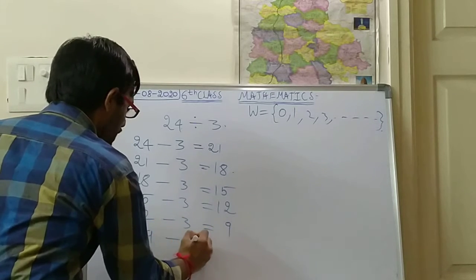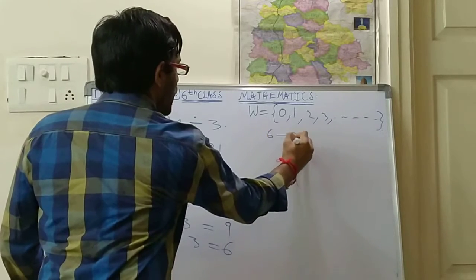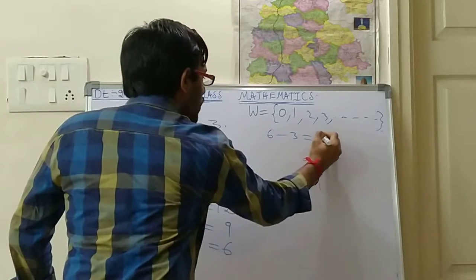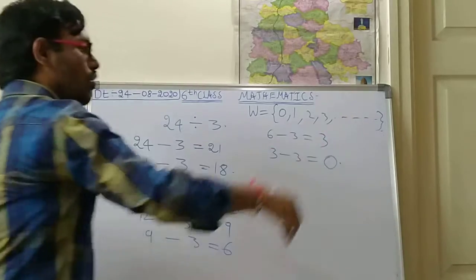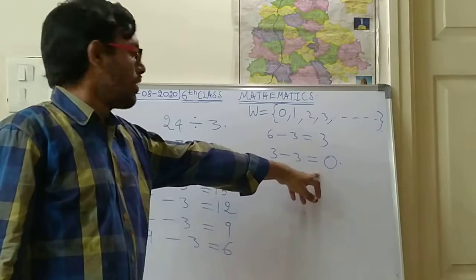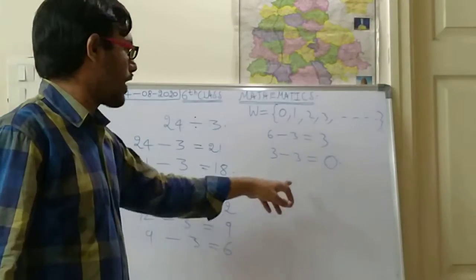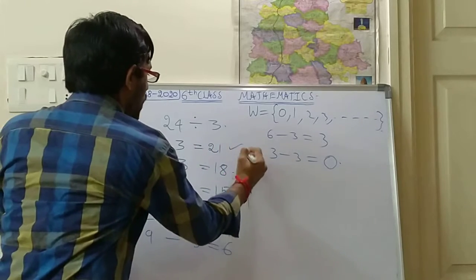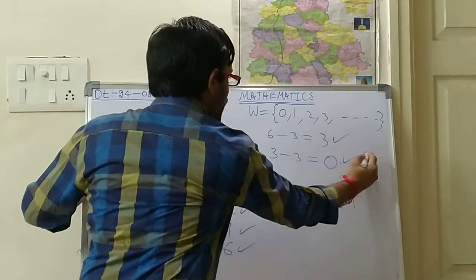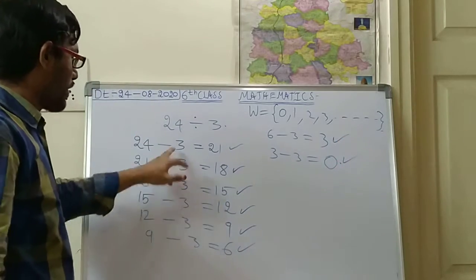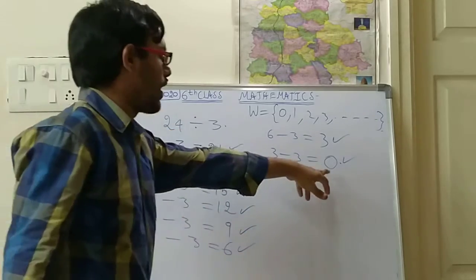Next, 9 minus 3 is 6. Next, 6 minus 3 is 3. Next, 3 minus 3 is 0. So finally you got the number 0. Is it right, children? So how many times have you subtracted? See, 1, 2, 3, 4, 5, 6, 7, 8. So 8 times if you subtract 3 repeatedly, you finally get 0.